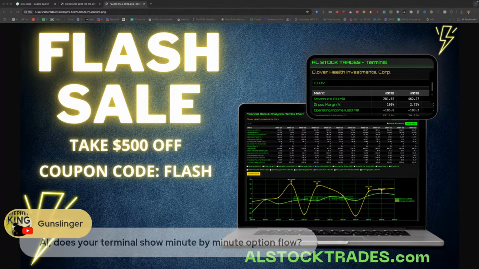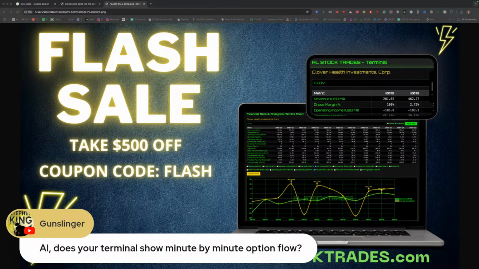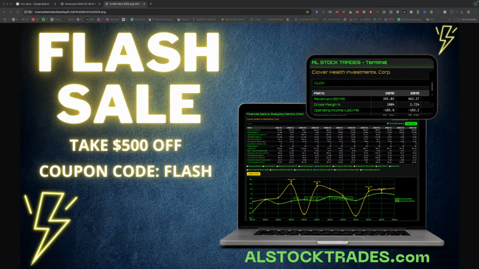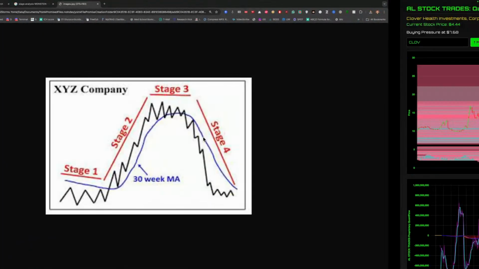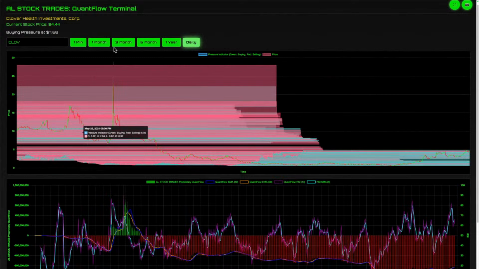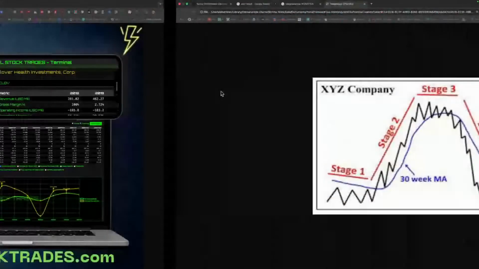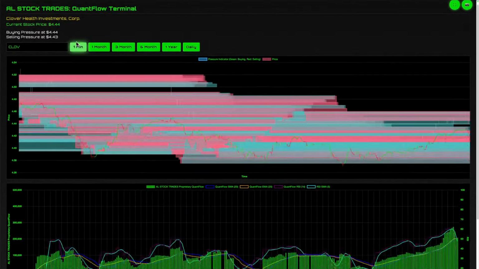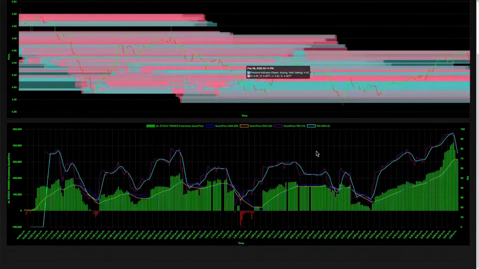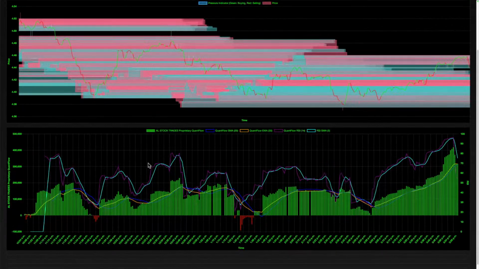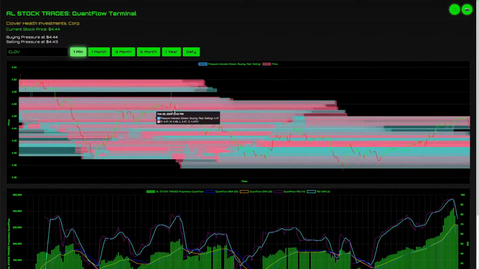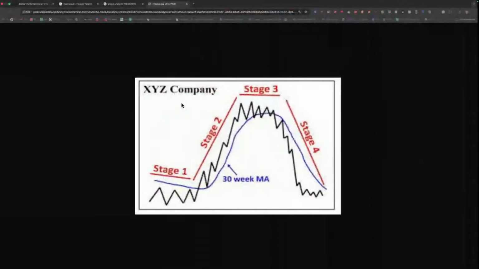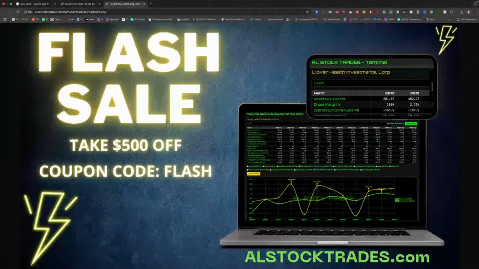Al, does your terminal show minute by minute? Yeah, so we have our own method regarding the QuantFlow, and it extends beyond what options offer. This is an incredible piece of machinery here. It's minute by minute analysis, right? And you can see the level of detail that it gets to. This is incredible work, right? Quant level type work.